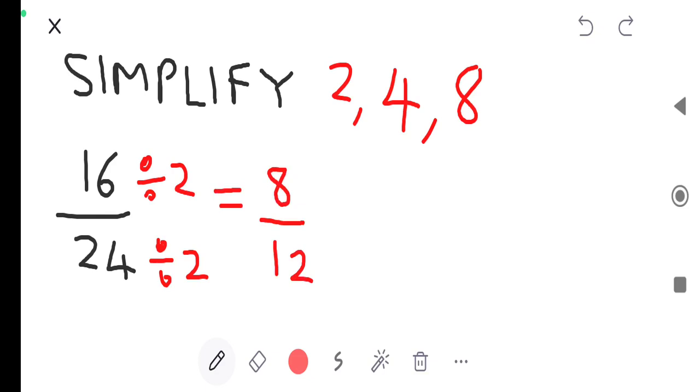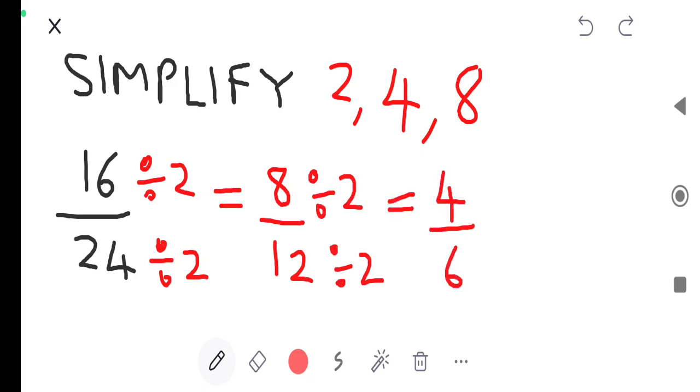Now, what number can divide both 8 and 12? 2 can divide both 8 and 12. So at the top, you write divide by 2. At the bottom, you write divide by 2. 8 divided by 2 is 4. 12 divided by 2 is 6.